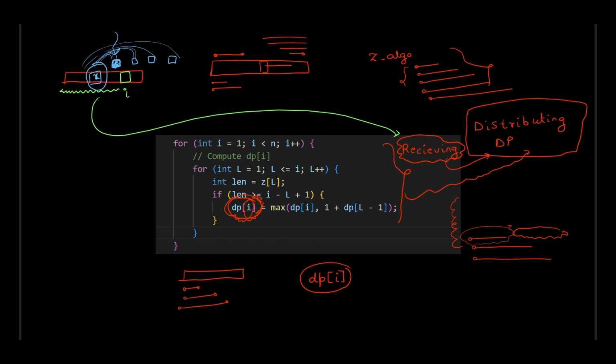That is, instead of trying to compute DP of I, you say that, okay, I want to provide contribution to everyone who needs it. So our goal would be, can we take this O of n square receiving DP solution and transform it to a distributing DP one, right? Can we do that distribution? So to do that distribution, let me start a new page.